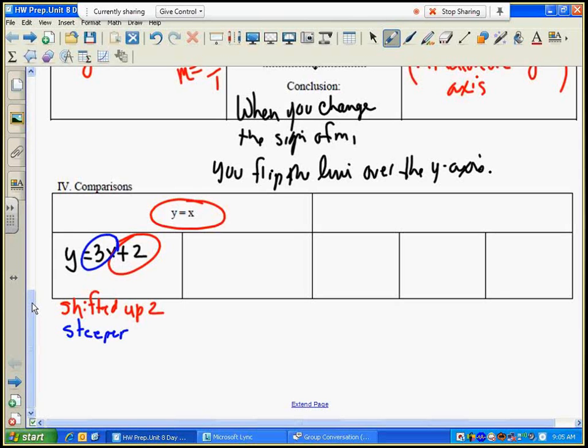Okay, lastly, take a look at the signs of the slope. The parent was 1, positive 1. This new child is positive 3. There's not a change in sign there. So this guy has not flipped over the y-axis. These are the only two changes that have occurred.